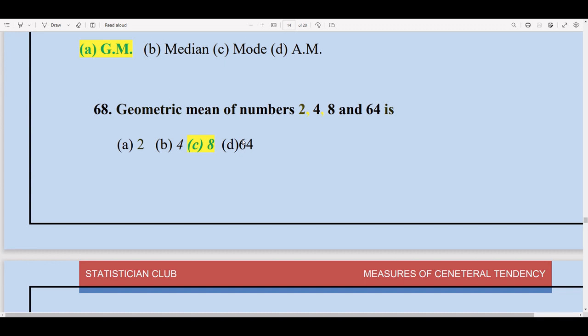The geometric mean of the numbers. Here you can calculate the geometric mean, because this is ungrouped data, and two formulas are used for geometric mean of ungrouped data. Multiply all these observations and take the nth root, here 1 by 4: 2 multiplied by 4 multiplied by 8 multiplied by 64, and take its 1 by 4 power, and you get the answer 8. The other method is geometric mean is equal to anti-log of the sum of log of x. Take log of 2, log of 4, log of 8, log of 64, sum all these observations and then take the anti-log. You get the answer.